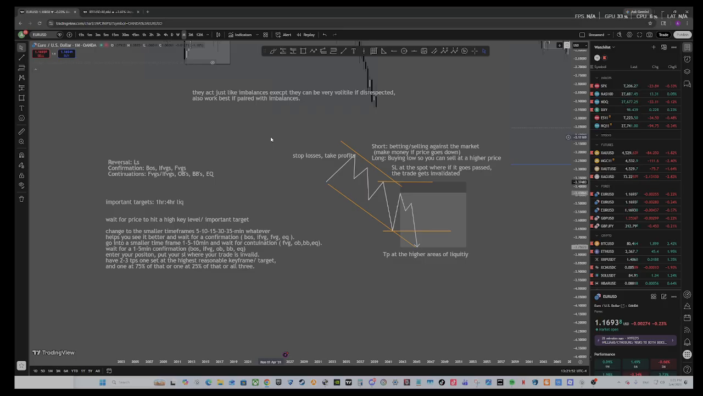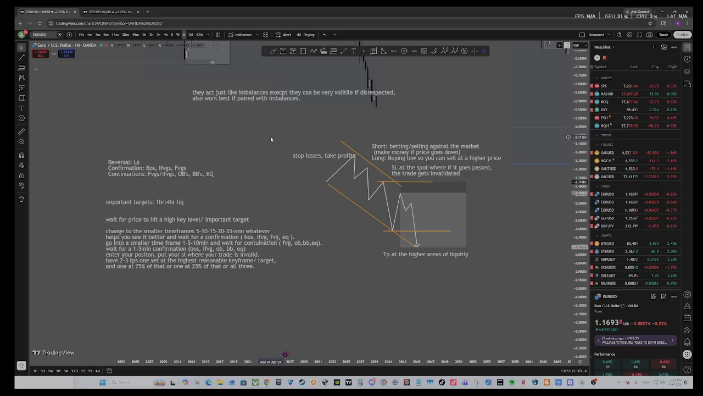So you're going to look into the 1 hour to 4 hour time frame, see liquidity. If you see any good area of liquidity, you see good market movement, that's a target, right? Wait for price to hit the high key level, the important target. Wait for it to go to where you want it to go, right? You change into a smaller time frame, whether it's the 5, 10, 15, 30, 35 minute, whatever helps you see it better. Then you just wait for the confirmation, right?